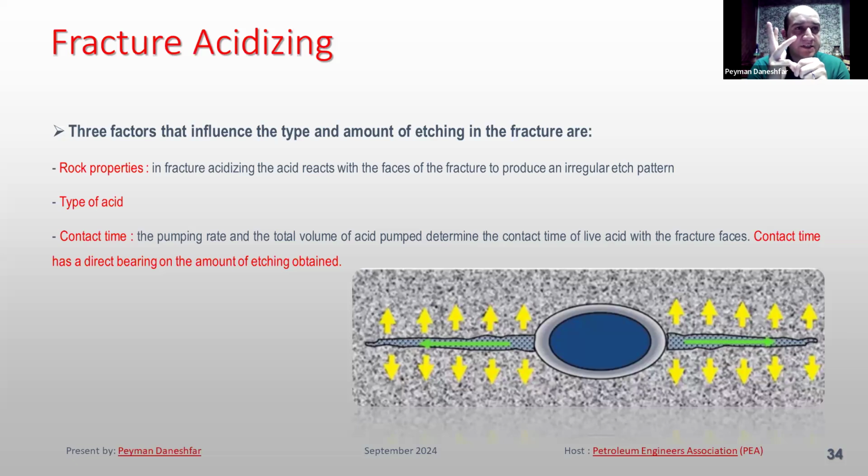Some parameters are important for us about etching the fractures. One is the rock properties, another is the type of acid, and also the percentage of the acid is important, as well as the contact time, like the organic or mineral acid. When you use an organic acid, it reacts slowly, but maybe your penetration will be more, or etching just for this face of the formation. Another one, contact time: the pumping rate and the total volume of acid pumped determine the contact time of live acid with the fracture features. Contact time has a direct bearing on the amount of etching obtained.